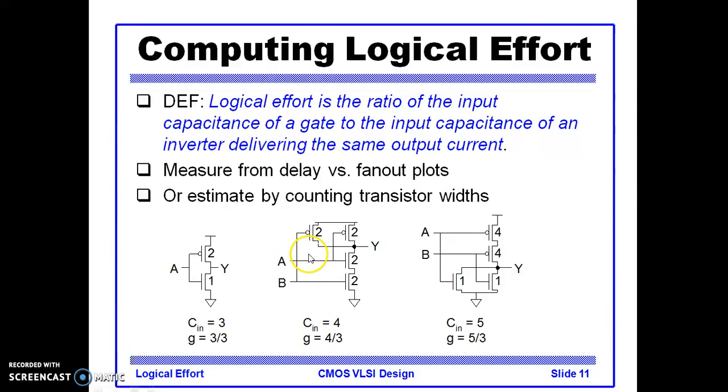Now for the 2 input NAND gate, it is 2 plus 2 divided by 3. Now for the 2 input NOR gate, it is 1 plus 4, which is 5 divided by 3. That's what we saw in the example. It is 2n plus 1 by 3, so 2n plus 1 is 5, 5 by 3. Here it is n plus 2 by 3, so n plus 2 is 4 by 3. So this way we can estimate the G of a given logic gate.